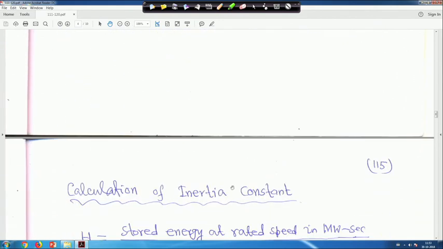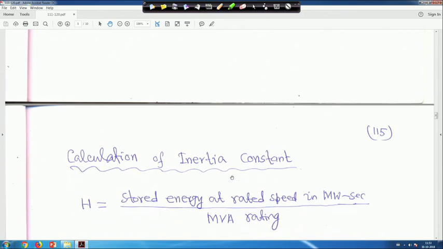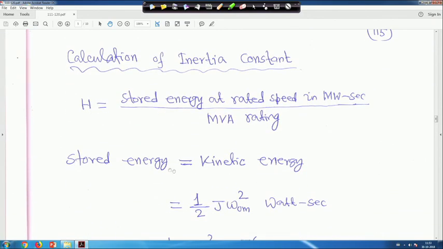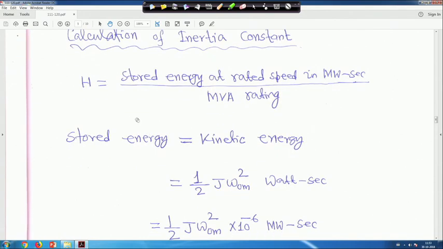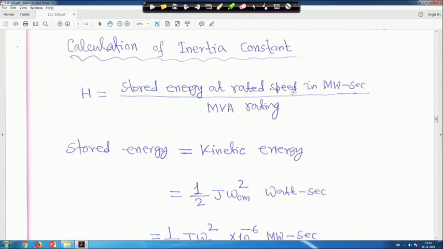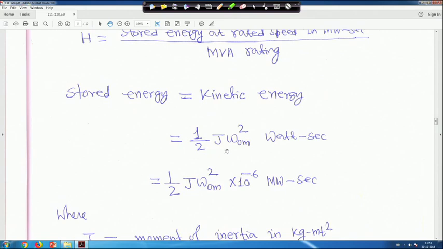Now, calculation of inertia constant. We know from power system analysis, transient stability studies, that H is equal to stored energy at rated speed in megawatt second divided by MVA rating. So its unit is second. Stored energy is nothing but kinetic energy. So we can write kinetic energy, stored energy, is half j omega 0 m square, that is watt second, because energy is joule and joule per second is equal to watt. So joule is equal to watt second. So we write in watt second rather than joule.